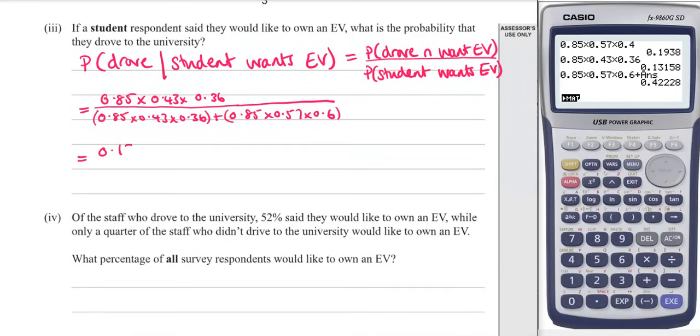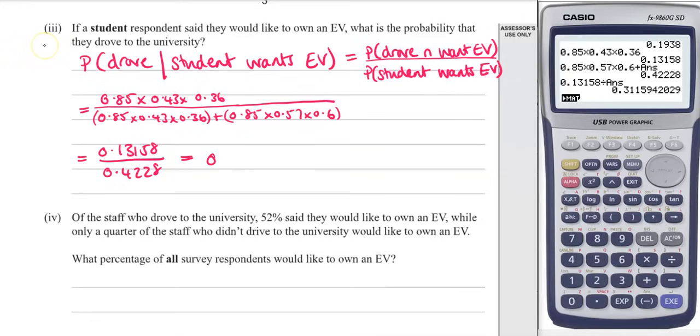So the top is 0.13158. The bottom is 0.4228. So doing that division, it's 0.3116.